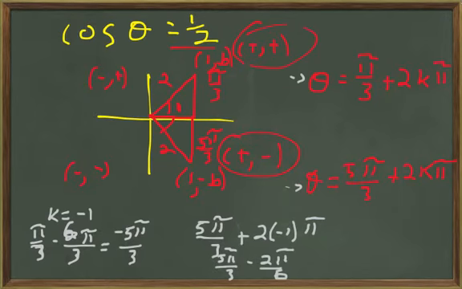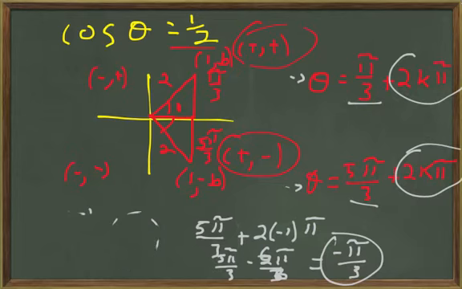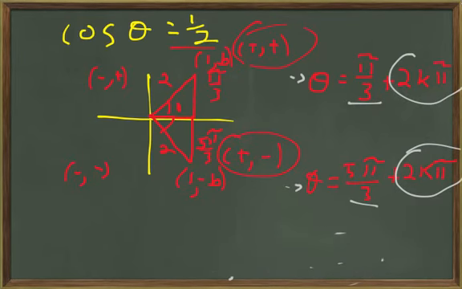So let's say k is 0. If k is 0, then this whole thing is 0, and this whole thing is 0, just leaving us with pi over 3 and 5 pi over 3. So far now we have 4 solutions: the -pi over 3, the -5 pi over 3, regular pi over 3, and 5 pi over 3. Then we plug in another number.